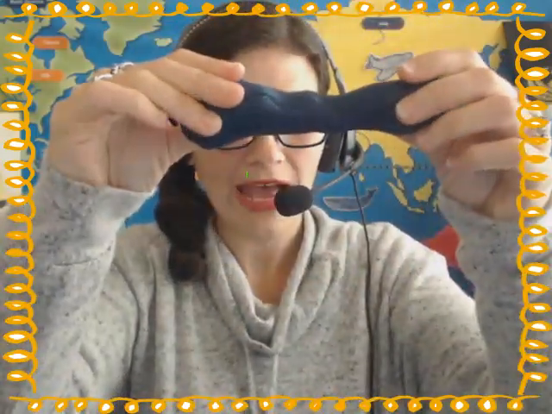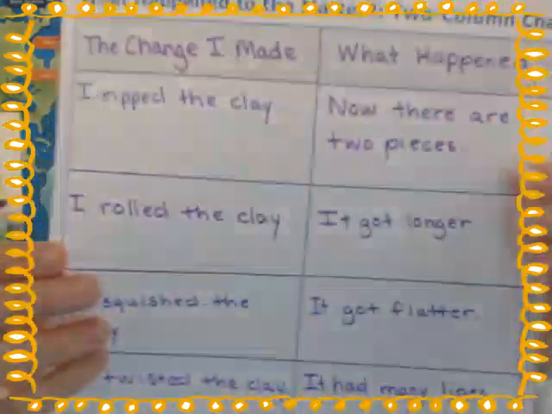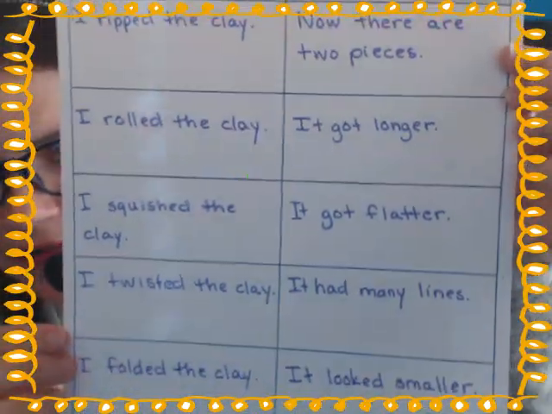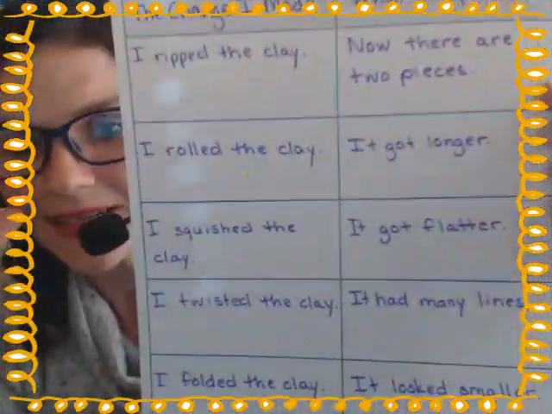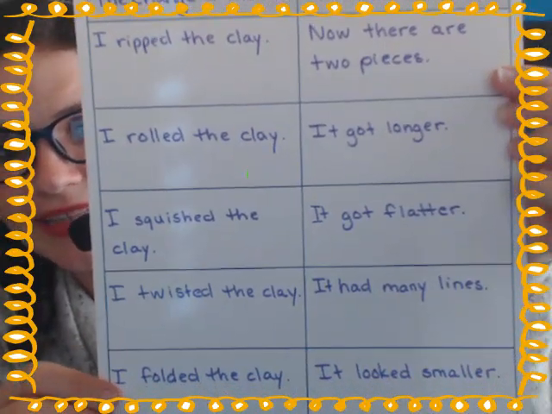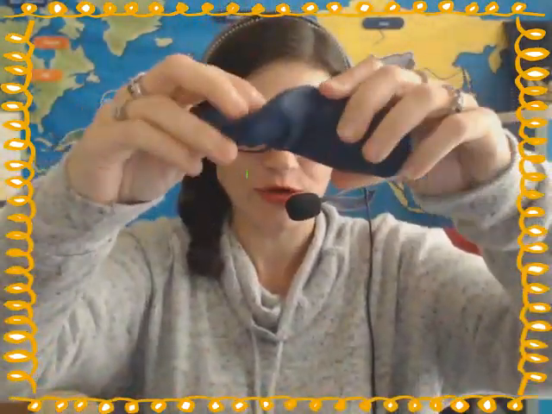All right, next I rolled the clay. You can roll it right in your hands or on a table if your parent or caretaker says that's okay. When I roll it, what happens? I wrote, it got longer. All right, my next one is I squished the clay. So I'm going to squish it between my hands. You can also squish it on a flat surface like a table if you're allowed to. What happened to it now? Look at it. It's kind of like a pancake, right? I said it got flatter. All right, next one says I twisted the clay. So I took my clay after it was flattened and I twisted it around like this. Oh, look at that. All right, what happened?